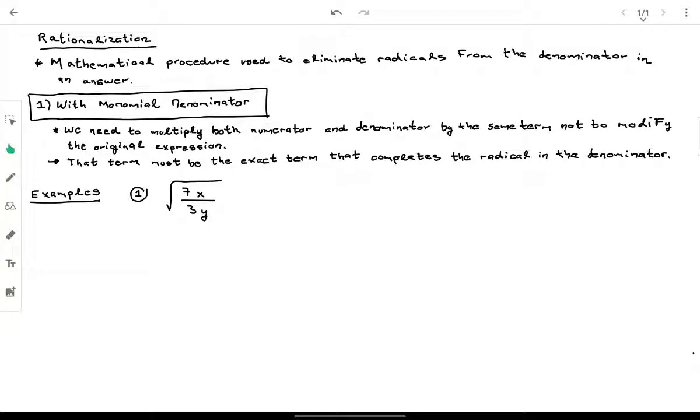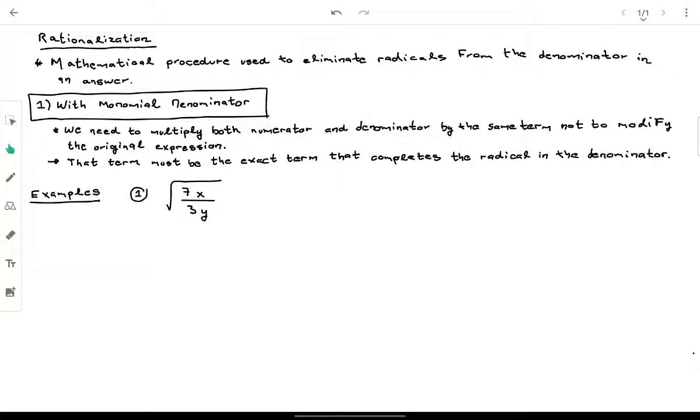So today's topic, we are going to start with something called rationalization. Rationalization is the mathematical procedure that we use to eliminate radicals from the denominator in an answer. Why do we need to eliminate the radicals in the denominator of an answer? That answer can vary for different reasons.